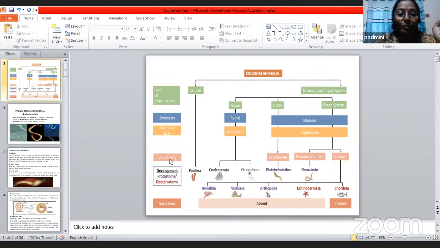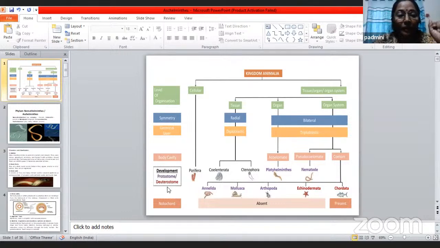Then when we talked about body cavity, in yesterday's class we spoke about acoelomates. In acoelomates there is no coelom at all. Absence of body cavity is called acoelomate. And today we'll be talking about one more type, the pseudocoelomate. Pseudo means false. So here it is not a true coelom or true body cavity, but you can call it a false coelom. We will also talk later on about coelomates, that is true coeloms, true body cavity.